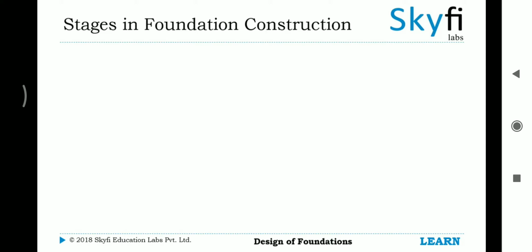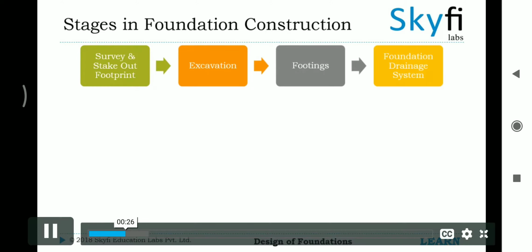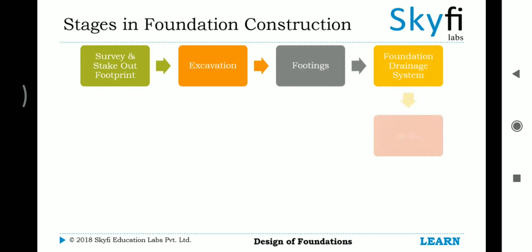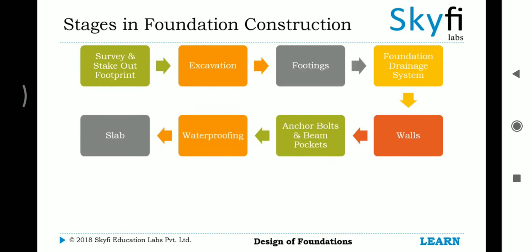They are: survey and stake out of the building footprint, excavation of the soil, placing the footings, installing foundation drainage system, erecting the foundation walls, installing anchor bolts and beams, waterproofing the foundation, and filling back the excavation portion with soil. Now, you will learn briefly about each of these stages.